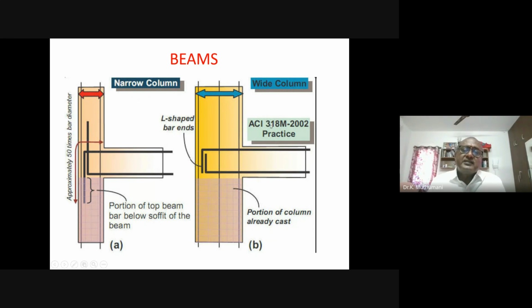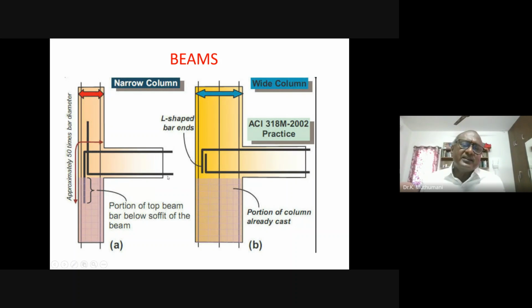ACI 318 says you better go for this kind of practice. This is the practice that is allowed in the 2000 code. I am not saying that you follow that. You should only understand that even though you compute correctly that your bond is okay, the idea that I can bend here is a foolish idea. Please understand that. That is the only important thing. There are any number of solutions available to come out of that. I don't want to go into it.